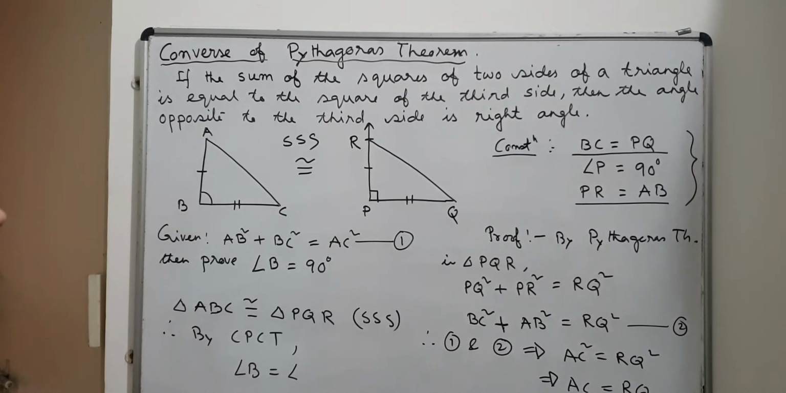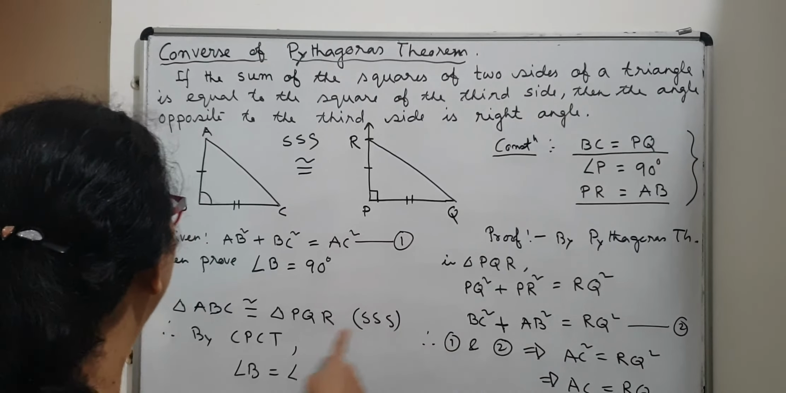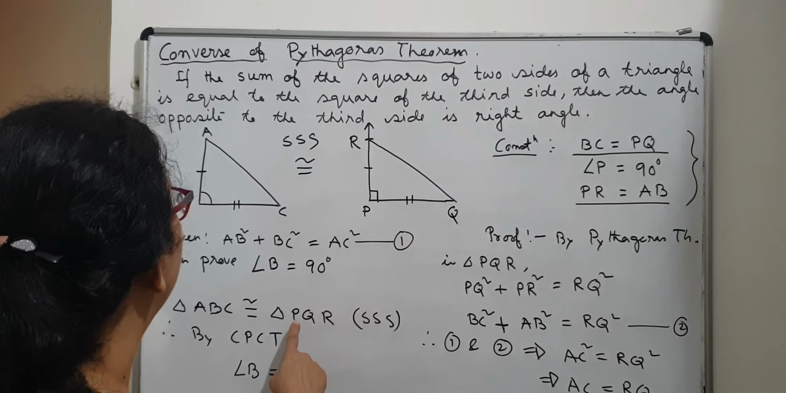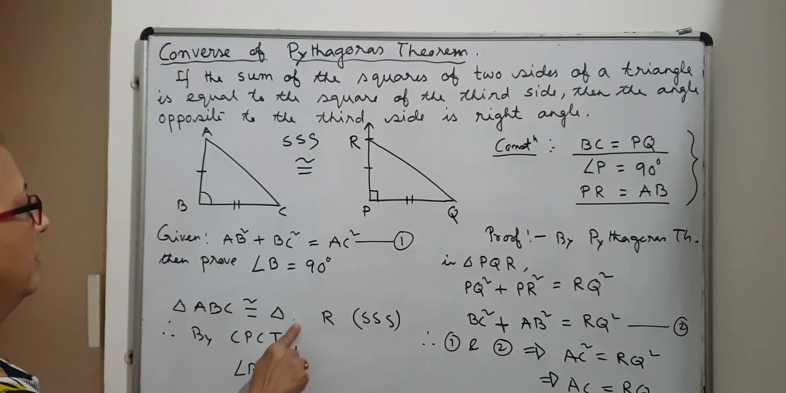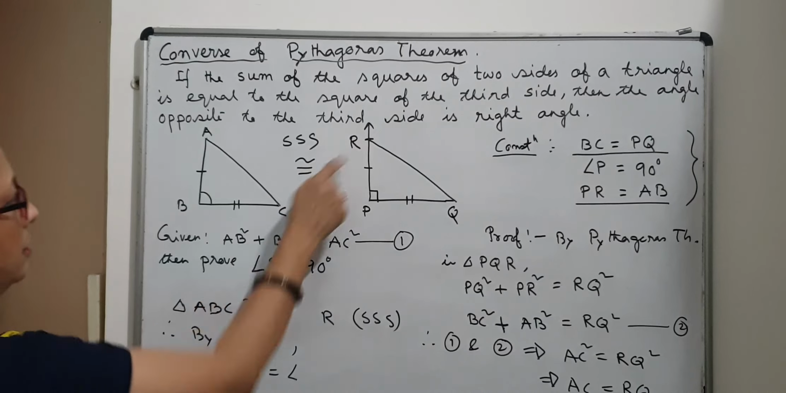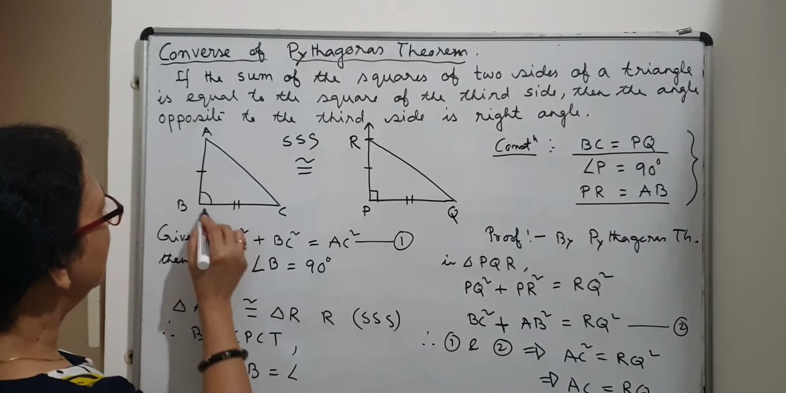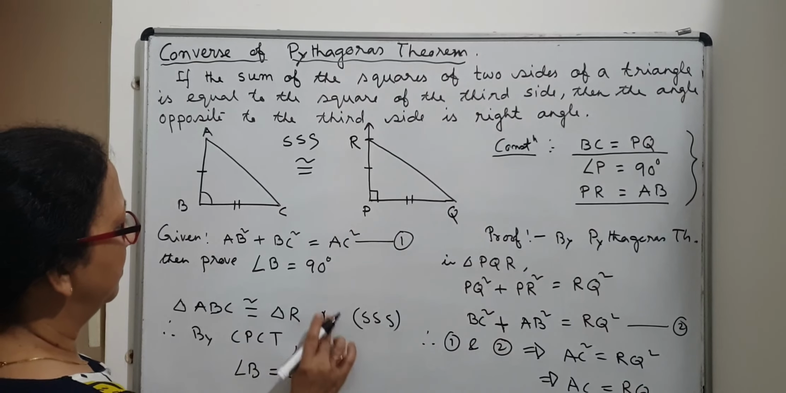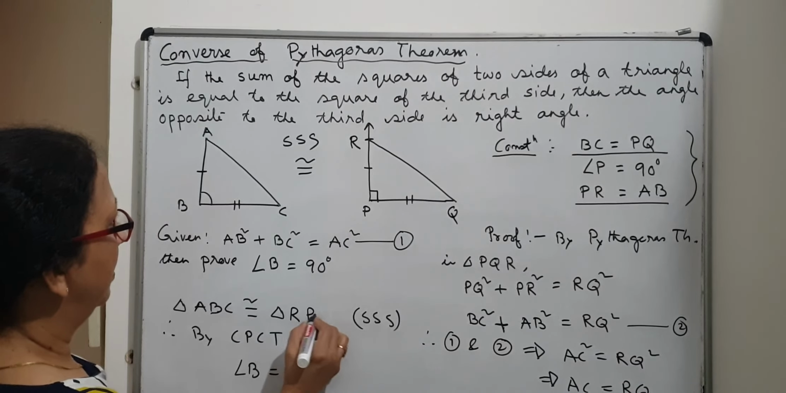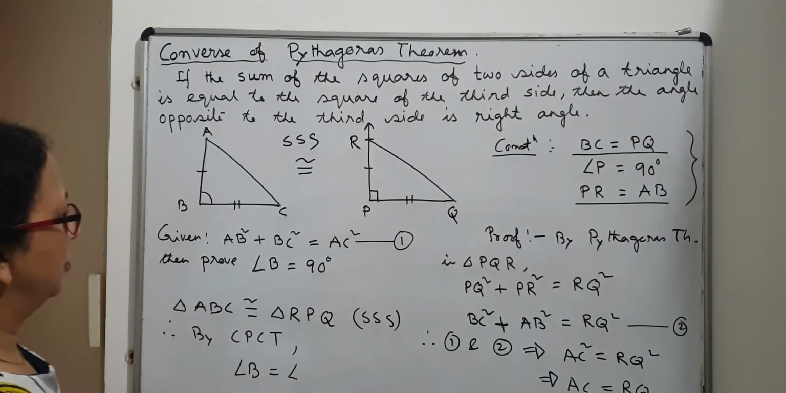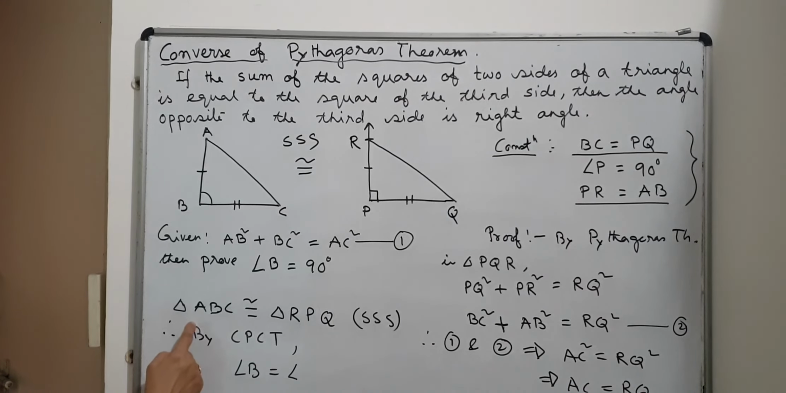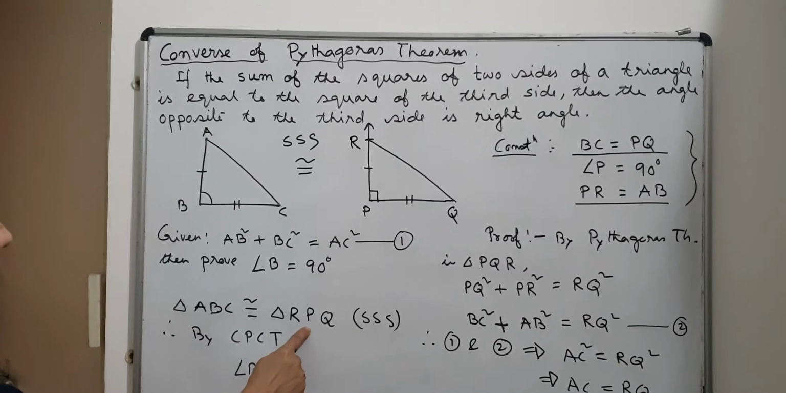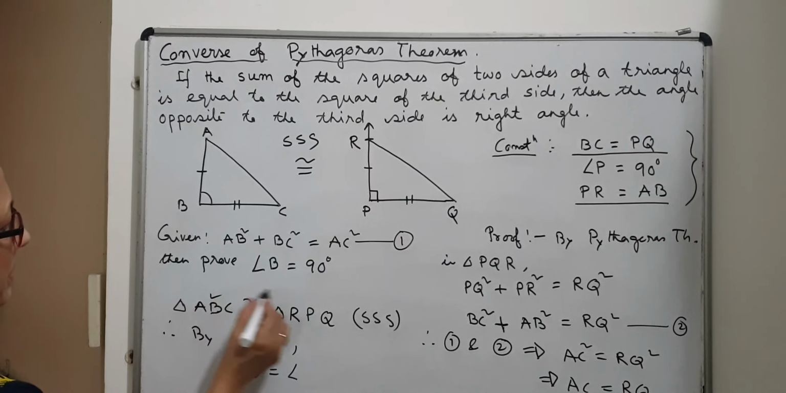Just a minute. Now I have to write this. AB is equal to PQ. Oh, sorry, here it should not be PQR. I made a mistake. A is equal to R, so it will be R. B is equal to P, because AB is PR, so it should be written RPQ. It should be like this only. So angle B is equal to angle P.